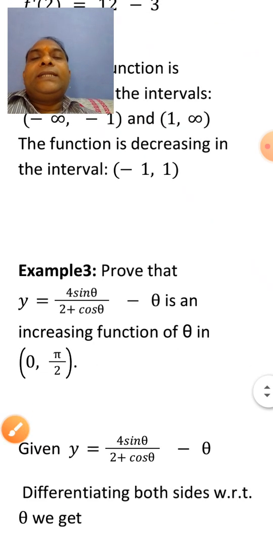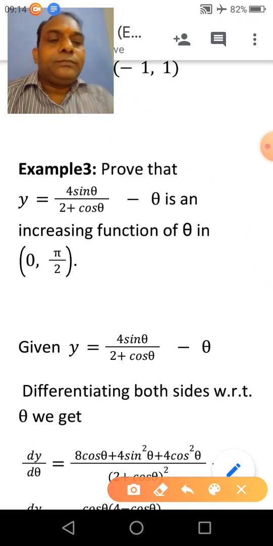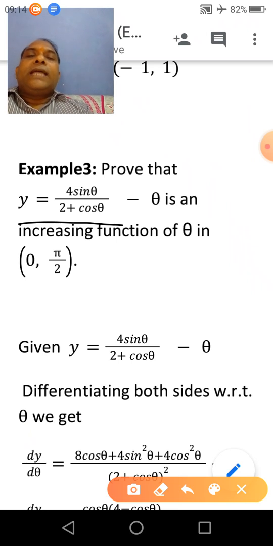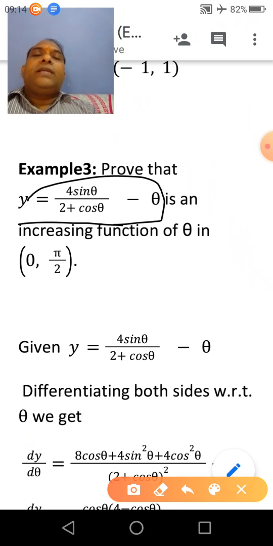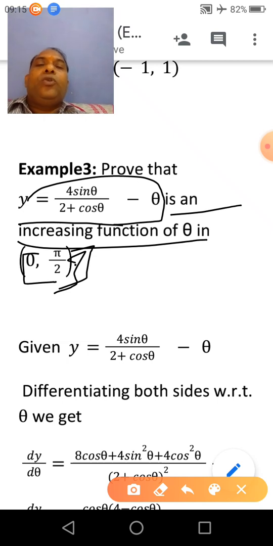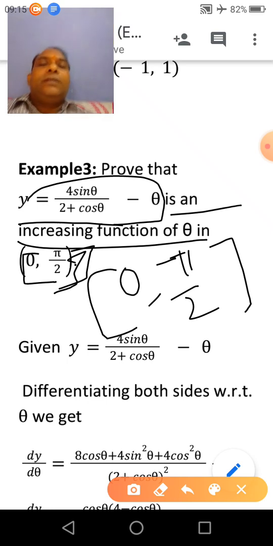Now see the next example. Prove that y is equal to 4 sin theta upon 2 plus cos theta, minus theta, is an increasing function of theta in the closed interval 0 to pi by 2. This type. In the closed interval 0 to pi by 2. Clear?